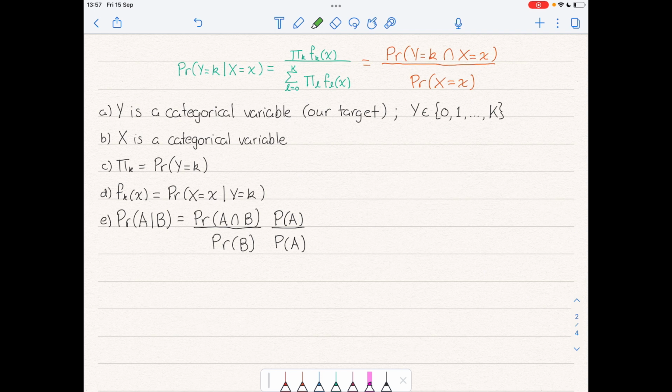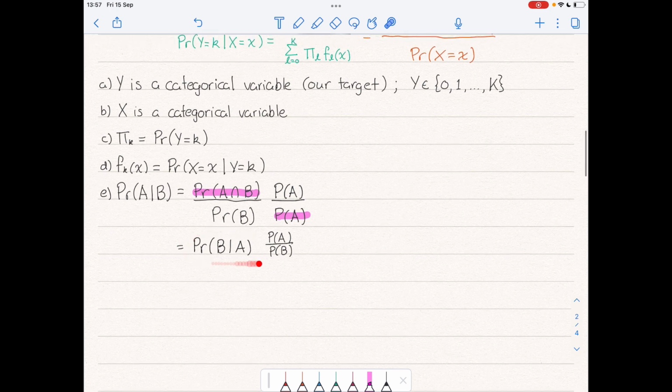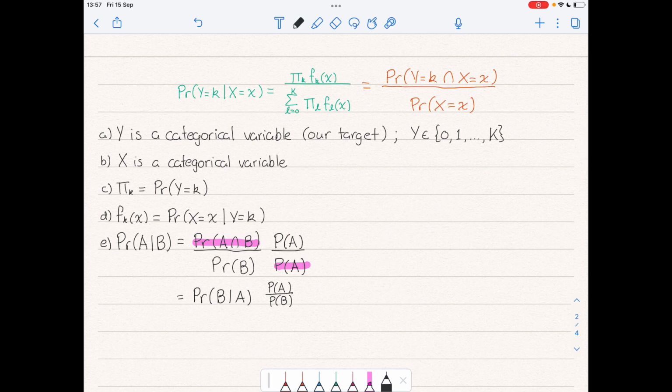So if you take a closer look, you'll notice that this is equal to the probability of B given A, okay? And we have these two terms left over, so we're just going to put them in here. Probability of A divided by probability of B. All right, so this equation here is Bayes' theorem, okay? That is Bayes' theorem, and you use this thing to get to here. And we'll see this in this video.